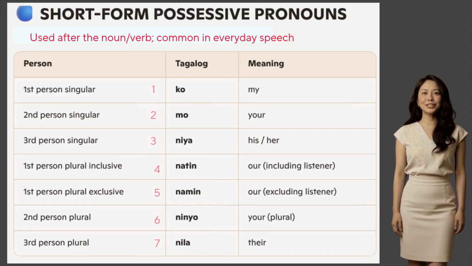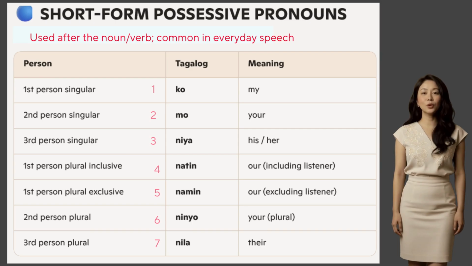Now that we've seen the long form pronouns, let's look at the short form possessive pronouns in Tagalog. These are the forms we place after the noun. But here's an important additional detail I didn't mention earlier. The short form can also come after the verb, but the long form cannot. So here's the complete list.